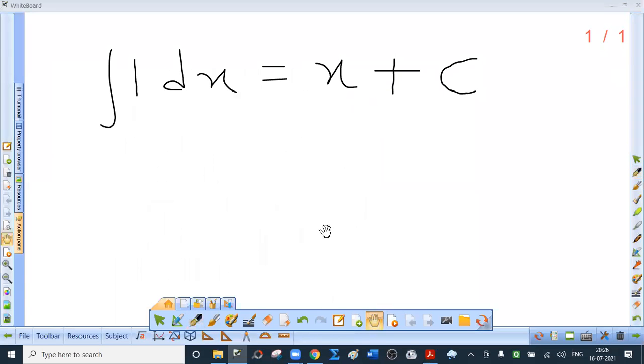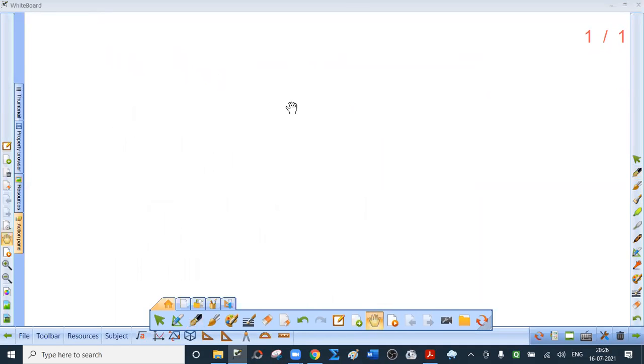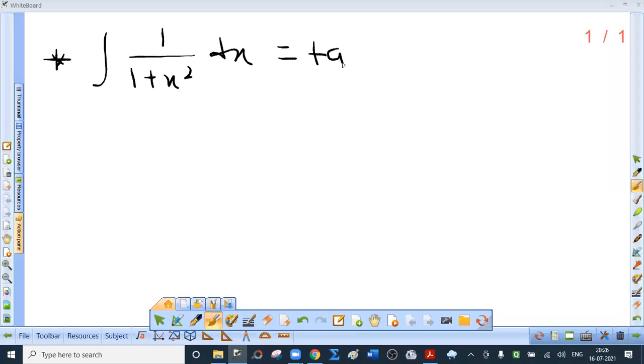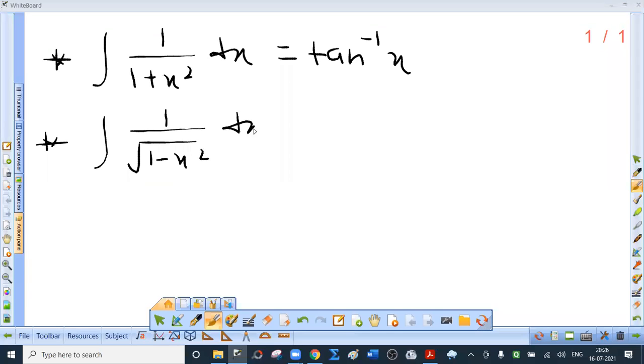Now we will solve a few sums, but before that, these are the additional results which you should know. The integral of 1 upon 1 plus x square dx is nothing but tan inverse x. You use this in physics. Then you use one more result: the integral of 1 upon root 1 minus x square is nothing but sine inverse x.